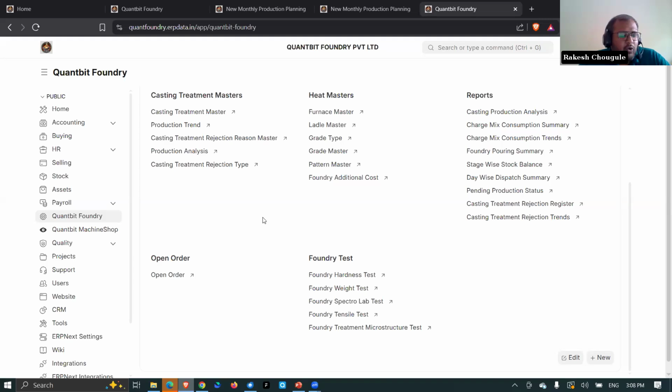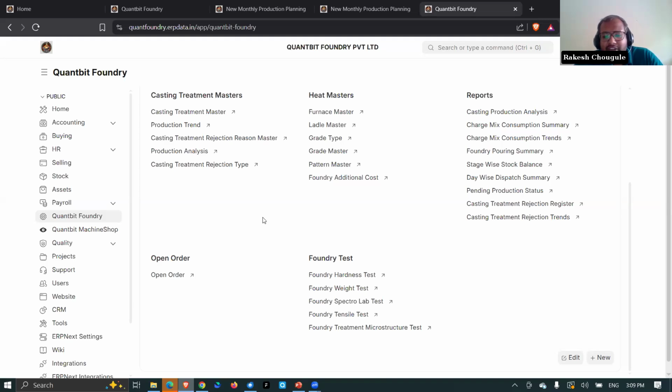So we have mapped accordingly. Another point is that there is no direct linkage between the production process and its financial impacts. In ERPNext, we follow perpetual inventory. So every movement of the casting or every movement of the product or inventory will have financial impacts, and directly it will impact the profit and loss statements and balance sheets.